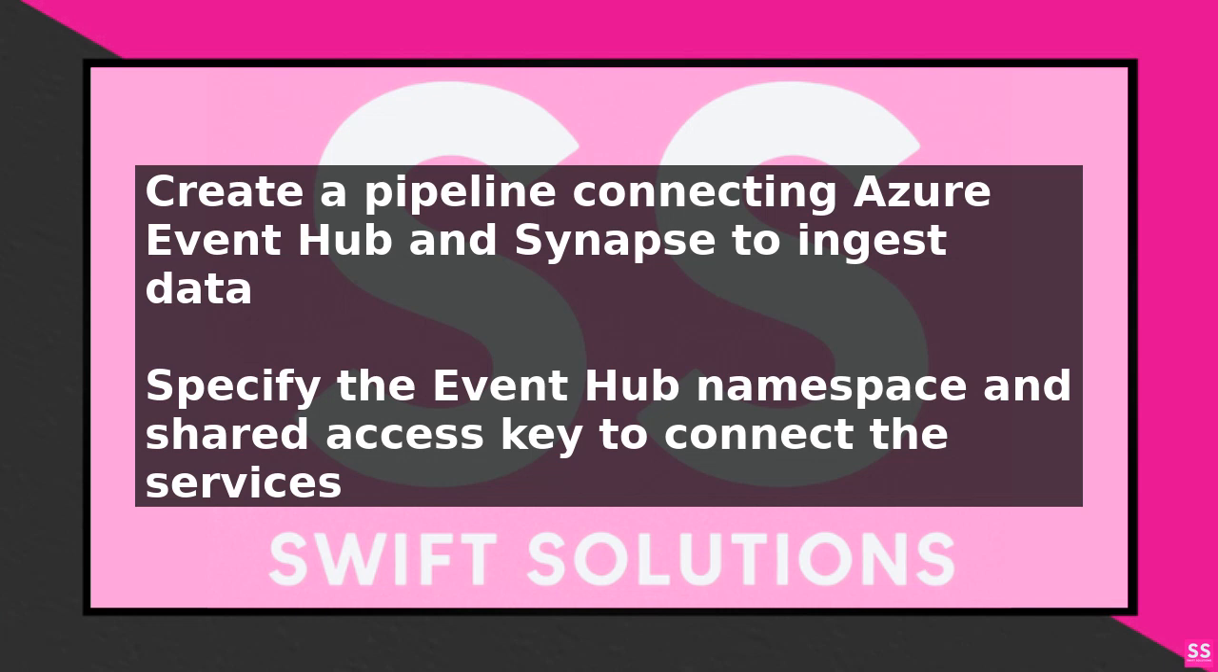Once the pipeline is created, you can trigger it manually or schedule it to run at regular intervals. The pipeline will then ingest the data from the Event Hub into the Synapse table, where you can analyze and visualize the data using various tools and services.